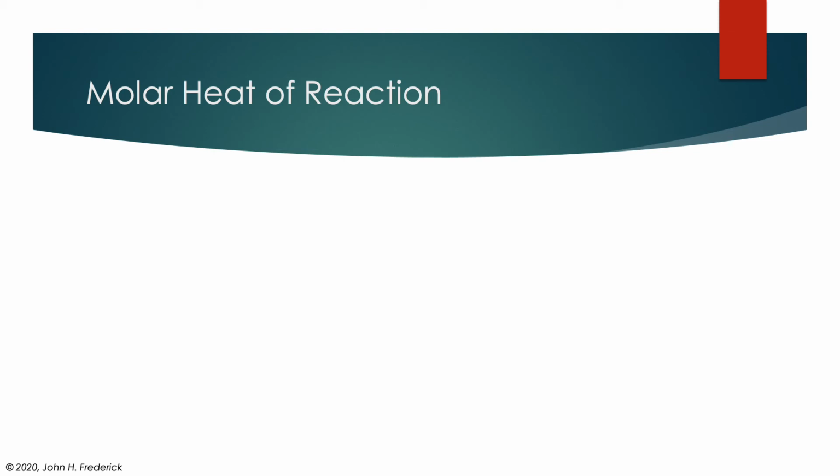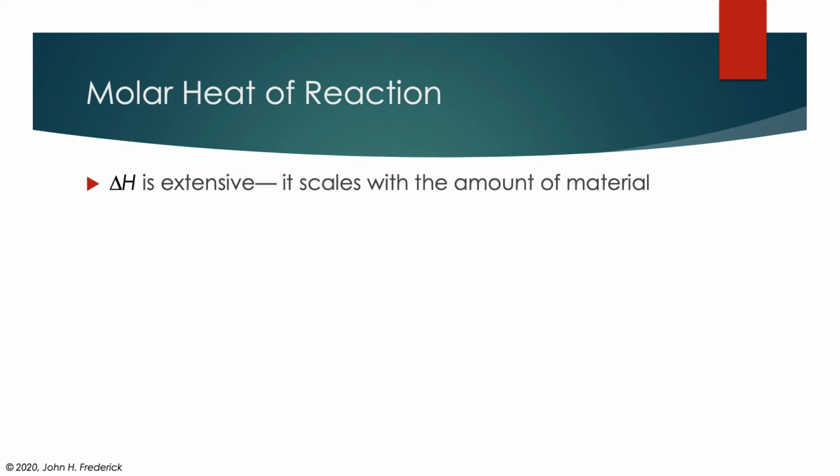Now, this is very specific to having mixed 0.08 moles each of the acid and the base together. But what might be more useful is if we were able to get a heat of reaction that applies to a full mole of stuff being reacted. That way it's a standard that can then be scaled to whatever amount we might have. So delta H is an extensive property. It scales with the amount of material. This is the whole point I'm making here.